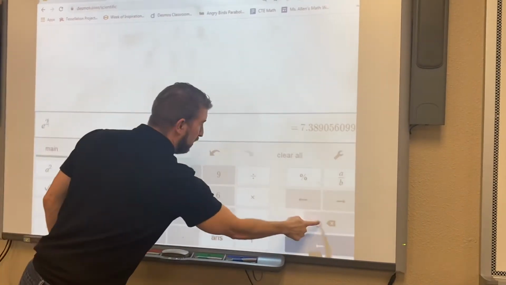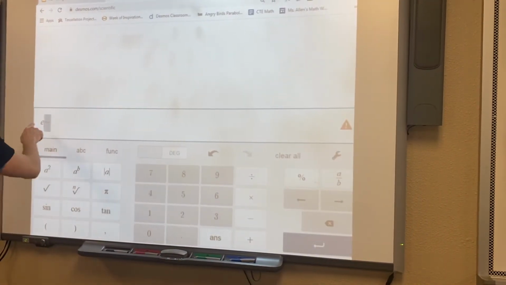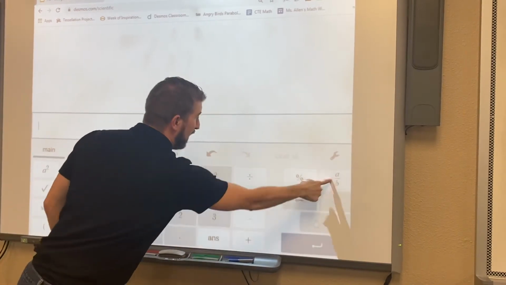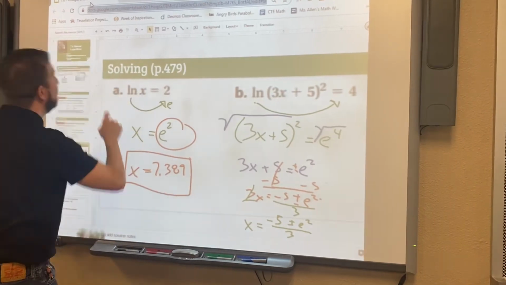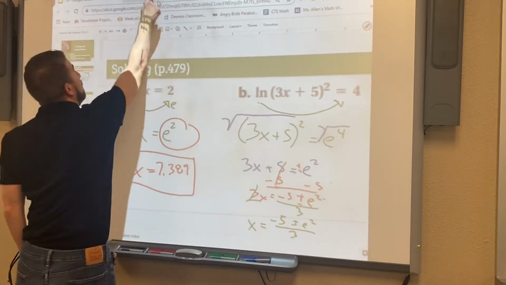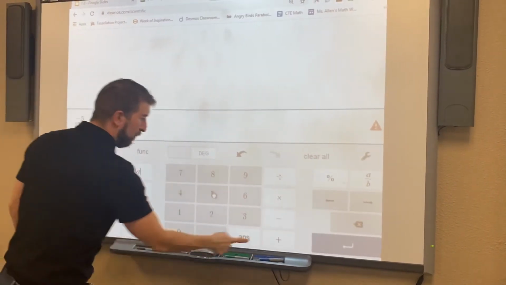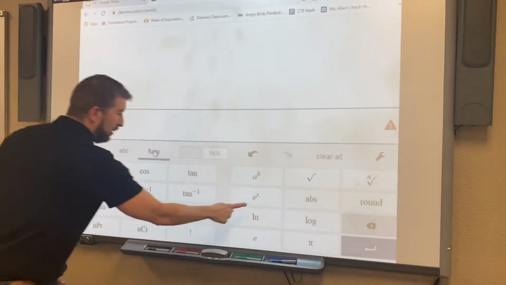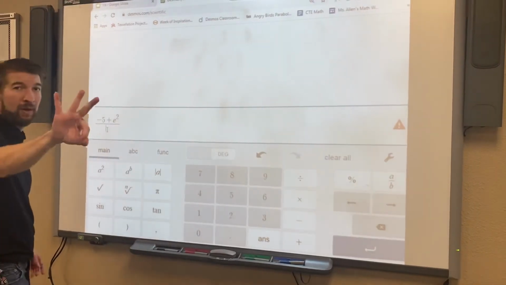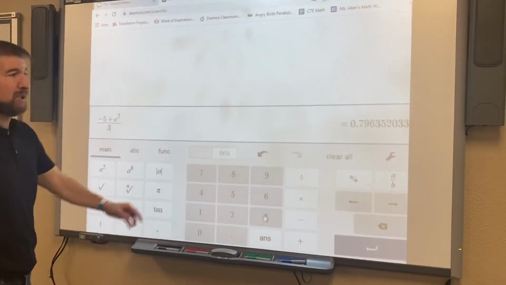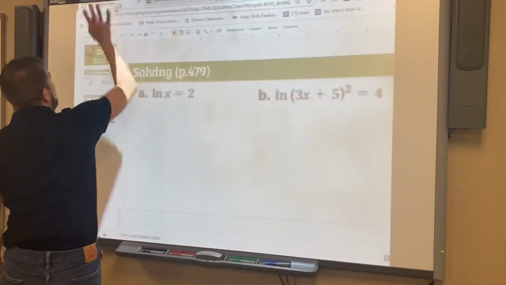So I'm going to go ahead and just start over. And so I'm going to hit my fraction button. Oh, I didn't delete everything. That's embarrassing for me. Okay, so I'm going to punch in negative 5 plus e squared on the top, and then on the bottom 3. And so one of my answers is 0.796.